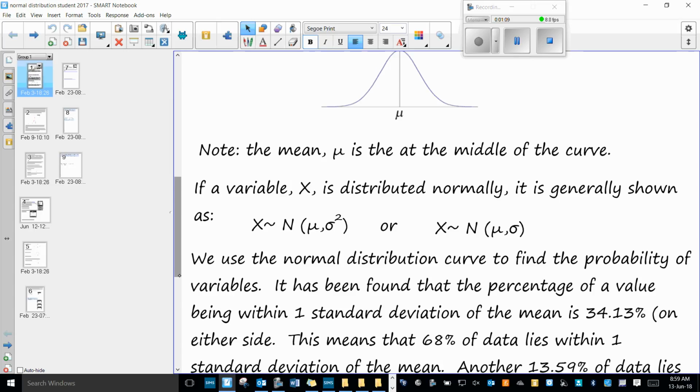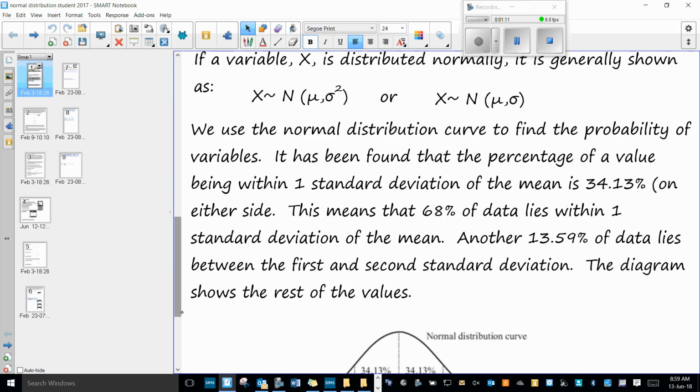Right, we use the normal distribution to find the probability of events. Okay, so this is a side part of the probability topic. So if you're keeping things separate, then you want to put this in a probability section.